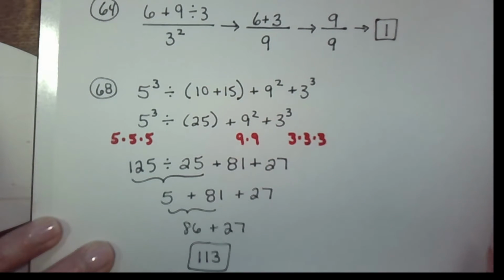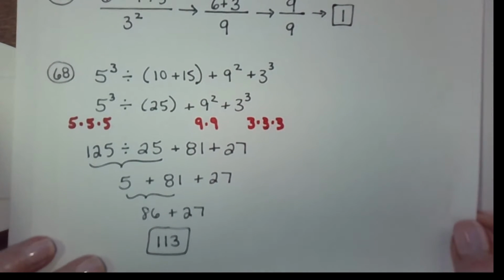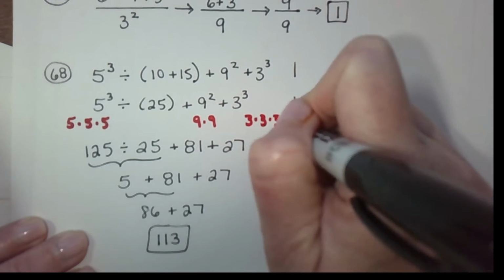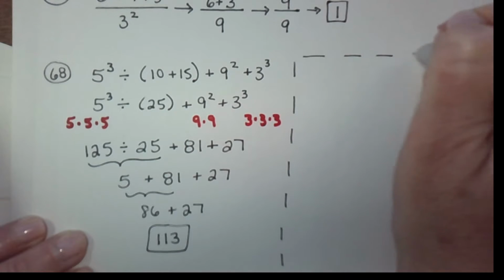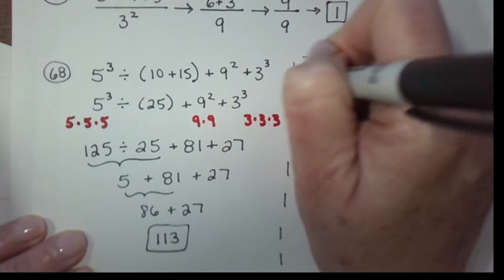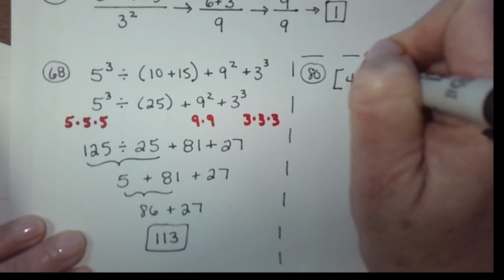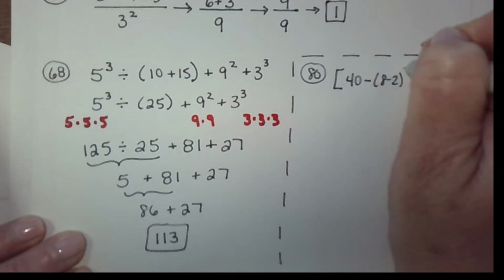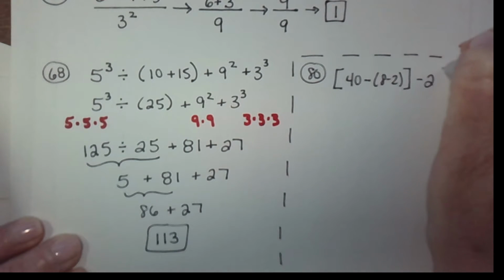Okay, let's jump to number 80 and look at some more that have parentheses. Go ahead and jot that one down. I'm going to put that next to this in case somebody still needs to see number 68. I'm just going to make a spot over here for number 80. Okay, that has a bracket. 40 minus parentheses 8 minus 2, close parentheses, close bracket, minus 2 to the 5th power.